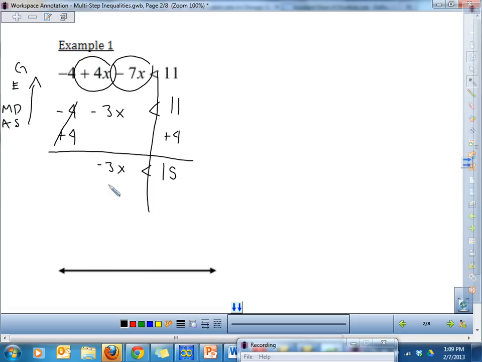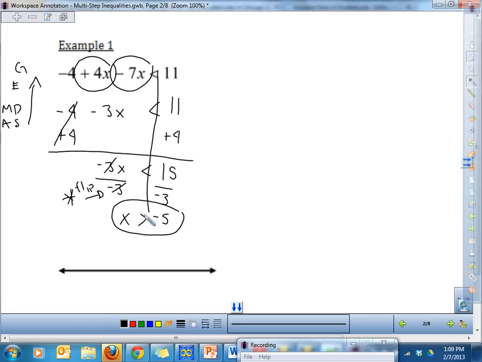Now I still need to get my x alone. I notice that this is negative 3 times x. And to undo that, I'm going to divide by a negative 3. These cancel, and I'm left with x is. Now here, a little red flag should have gone off in your brain. You just divided by a negative. So you need to flip your inequality symbol. Instead of a less than, it's going to be a greater than. And 15 divided by negative 3 is negative 5.